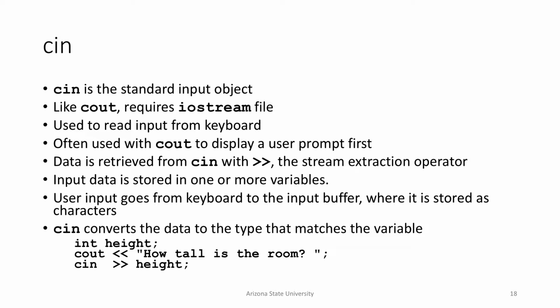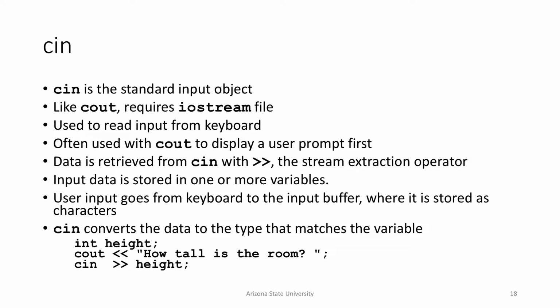It waits for the user to enter something, then press enter. Once the user presses enter, the input is currently just a bunch of characters, a string if you like. Then cin converts that to an integer, in this case, because height is an integer.